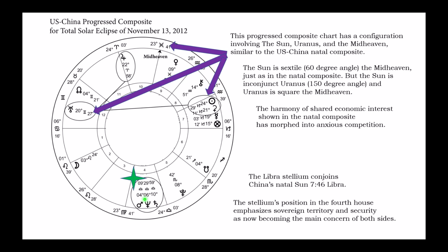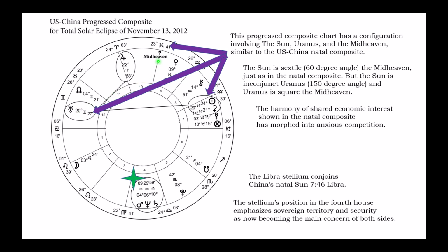This progressed composite also has a configuration of the Sun, Uranus, and the midheaven, similar to the natal composite. Here, the Sun, 24 degrees Capricorn, is sextile the midheaven, 23 degrees Pisces, same as with the natal composite. But the Sun is conjunct Uranus, 20 degrees Gemini, and Uranus is square the midheaven.